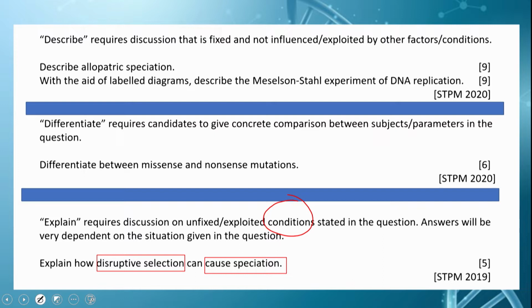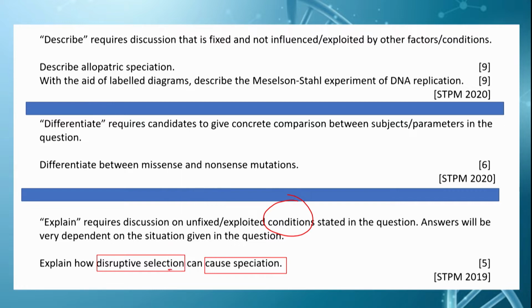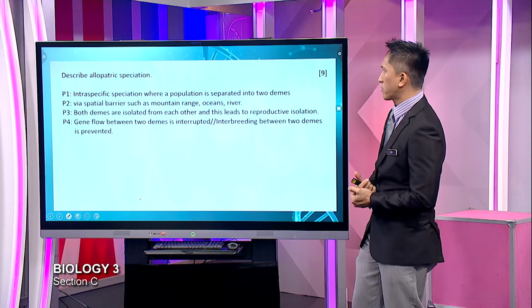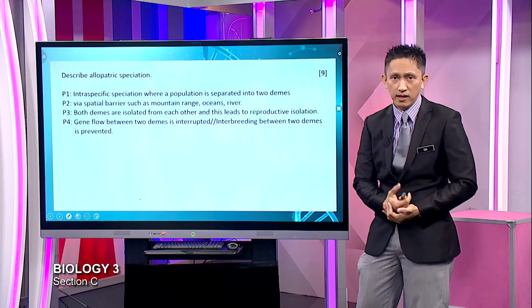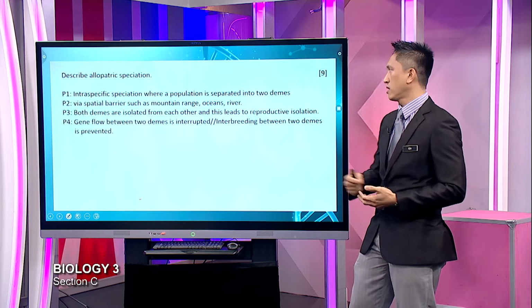Stated in the question, answers will be very dependent on the situation given in the question. Contohnya, explain how disruptive selection can cause speciation. Usually candidates, you will only answer about disruptive selection, but you can't relate it with the speciation. So for a question that reads explain, you have to be very careful. Your answers depend on the keywords of the question. Now tengok jawapan untuk soalan yang pertama, iaitu describe allopatric speciation. This is the suggested answer by me. It may not represent the actual answer from the exam, but usually it is more or less.